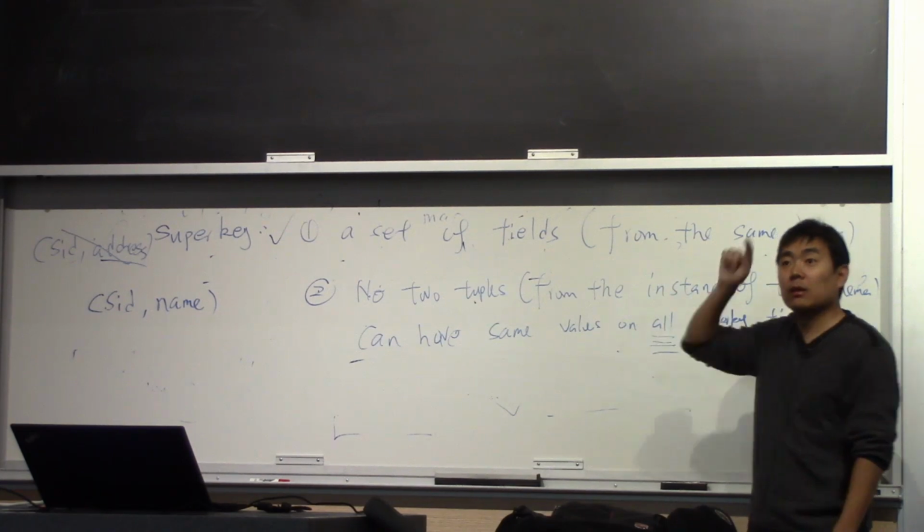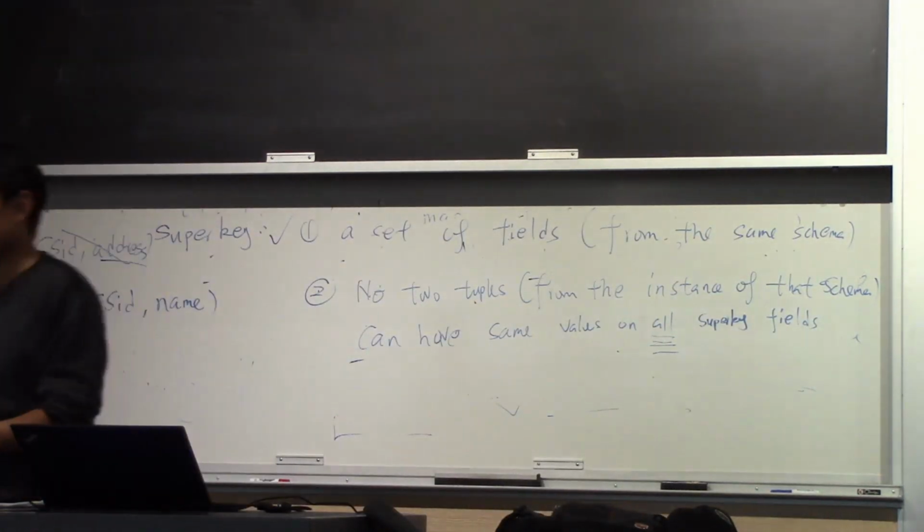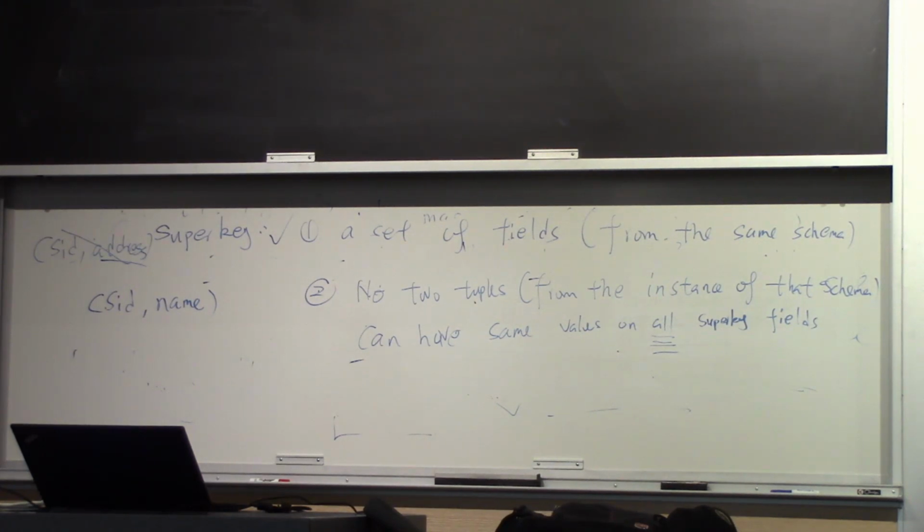It's true because even if you have the same name, the tuple will be unique. Yes, even if you have the same name, by what you said just now, it's guaranteed that the student ID value will be different. So the two tuples are still going to be distinct.